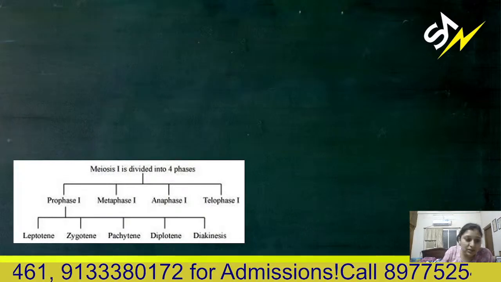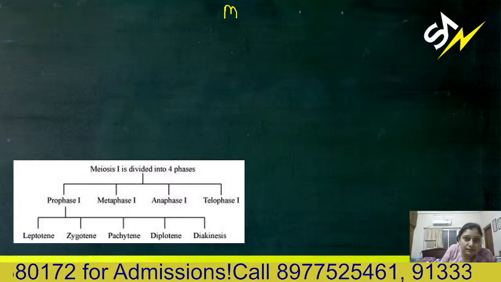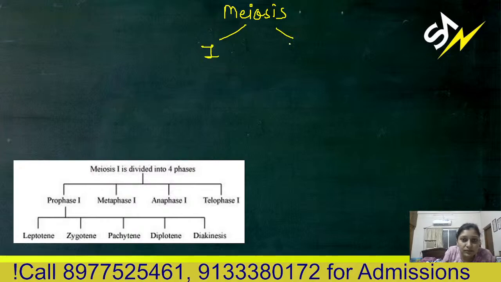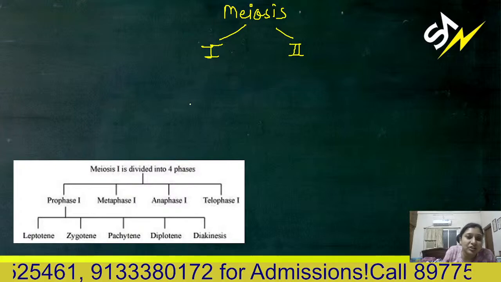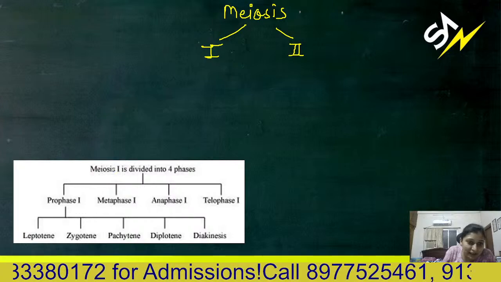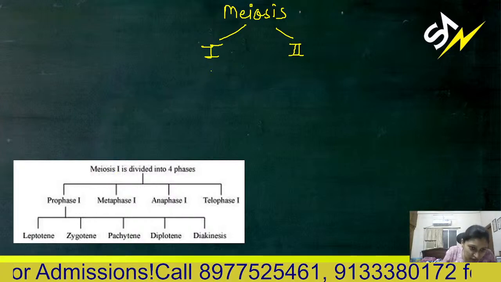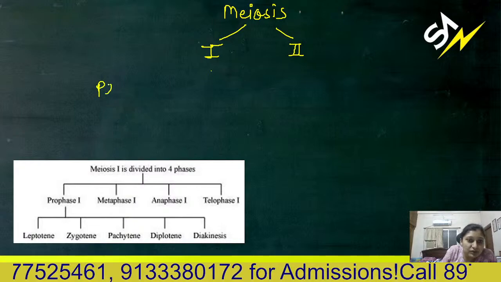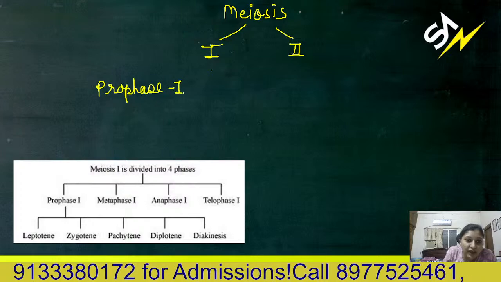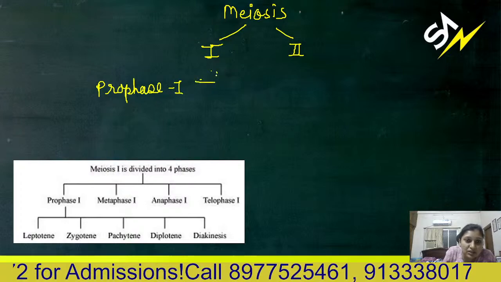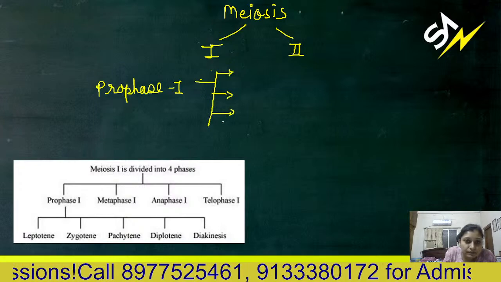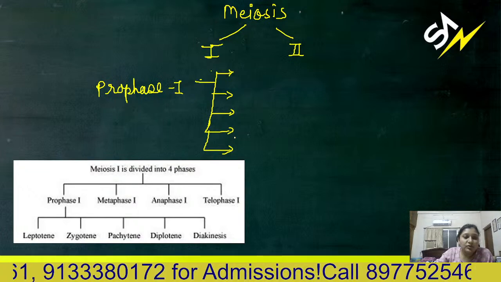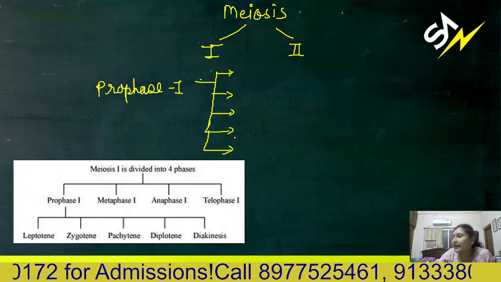Now we are talking about meiosis. Meiosis is divided into two phases, meiosis 1 and meiosis 2. Meiosis 1 is also known as reductional cell division, and meiosis 2 is equational cell division. Meiosis 1 is further divided into prophase, metaphase, anaphase and telophase. Prophase of meiosis 1, that is prophase 1, is divided into 5 different stages. These 5 stages are leptotene, zygotene, pachytene, diplotene and diakinesis.